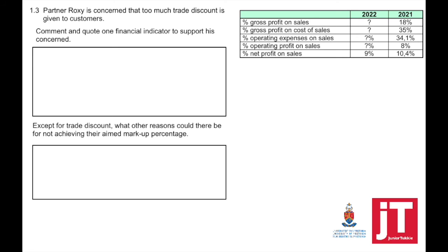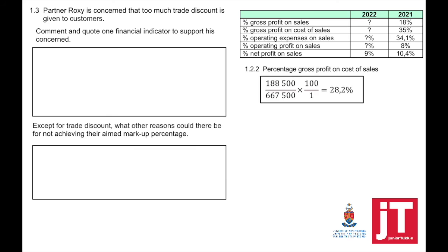Except for trade discount, what other reasons could there be for not achieving their aimed markup percentage? So looking at the first part of this question, that's why you need to understand each one of these financial indicators. He's concerned about too much trade discount. You need to know that the financial indicator that we use to answer this question is your percentage gross profit and cost of sales. This is always compared to our aimed markup to see have we achieved our markup or not. Now, right in the beginning, it says that the markup percentage is 40% on cost.